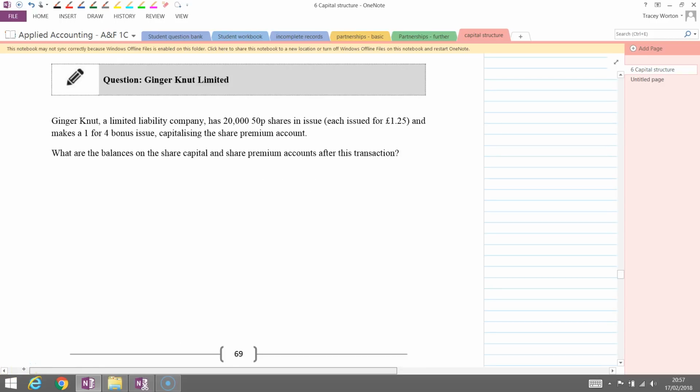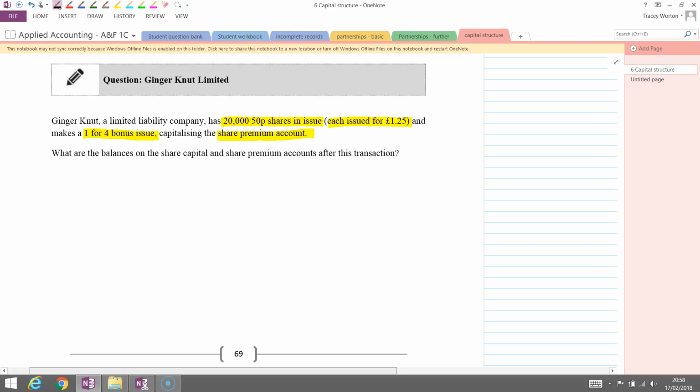So if we have a look at the short question below, dealing with Gingernet Limited. It's a limited company and has 20,000 50p shares in issue. Each were issued for £1.25, and they make a 1-for-4 bonus issue, capitalising the share premium account. So we have got to draw up these transactions for the initial issue and the bonus issue, and then draw up a statement of financial position extract of the equity section.